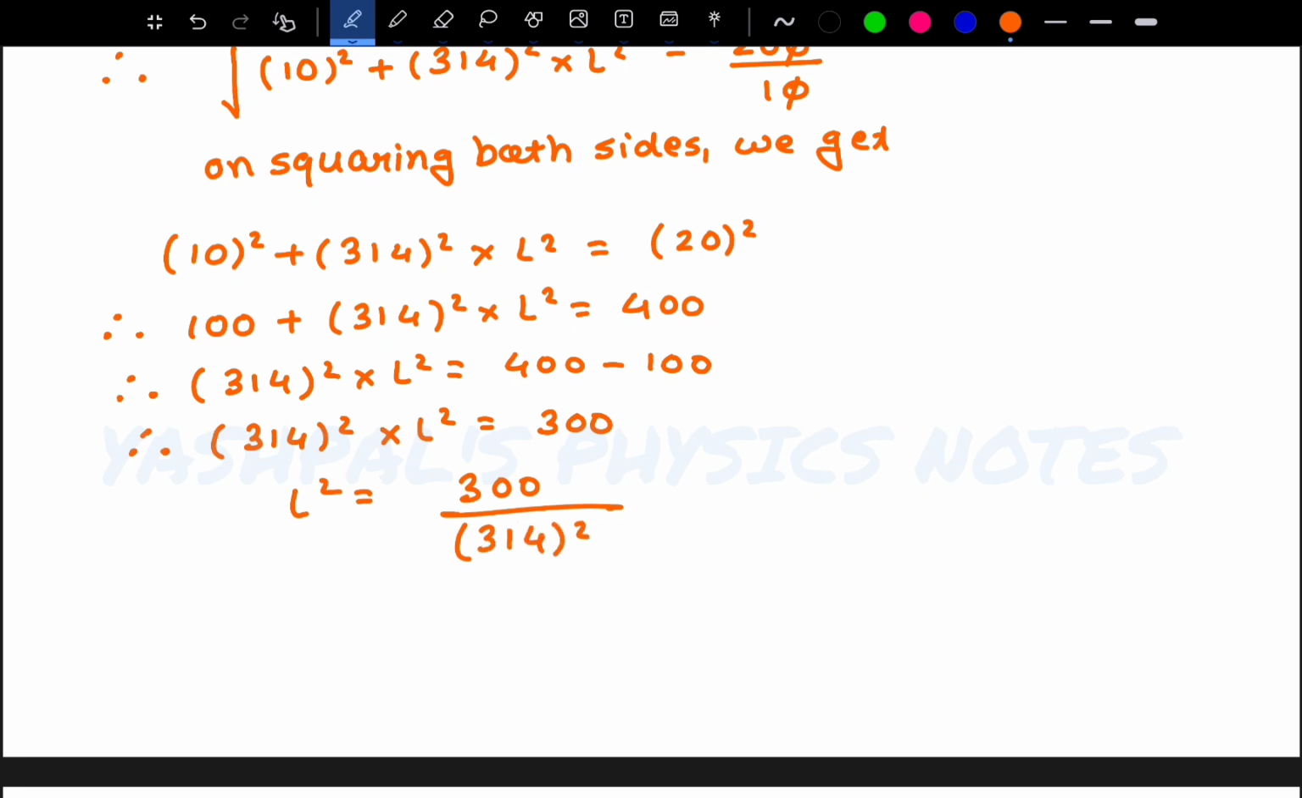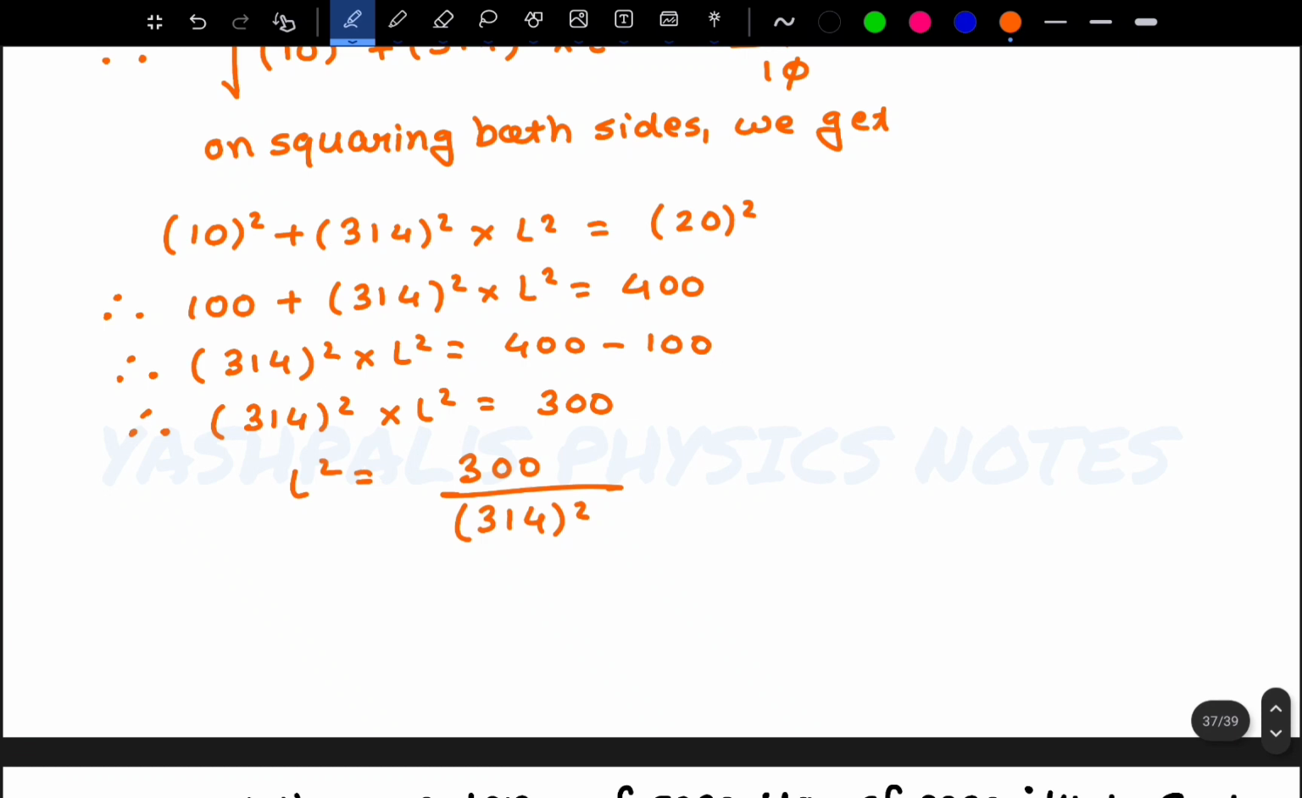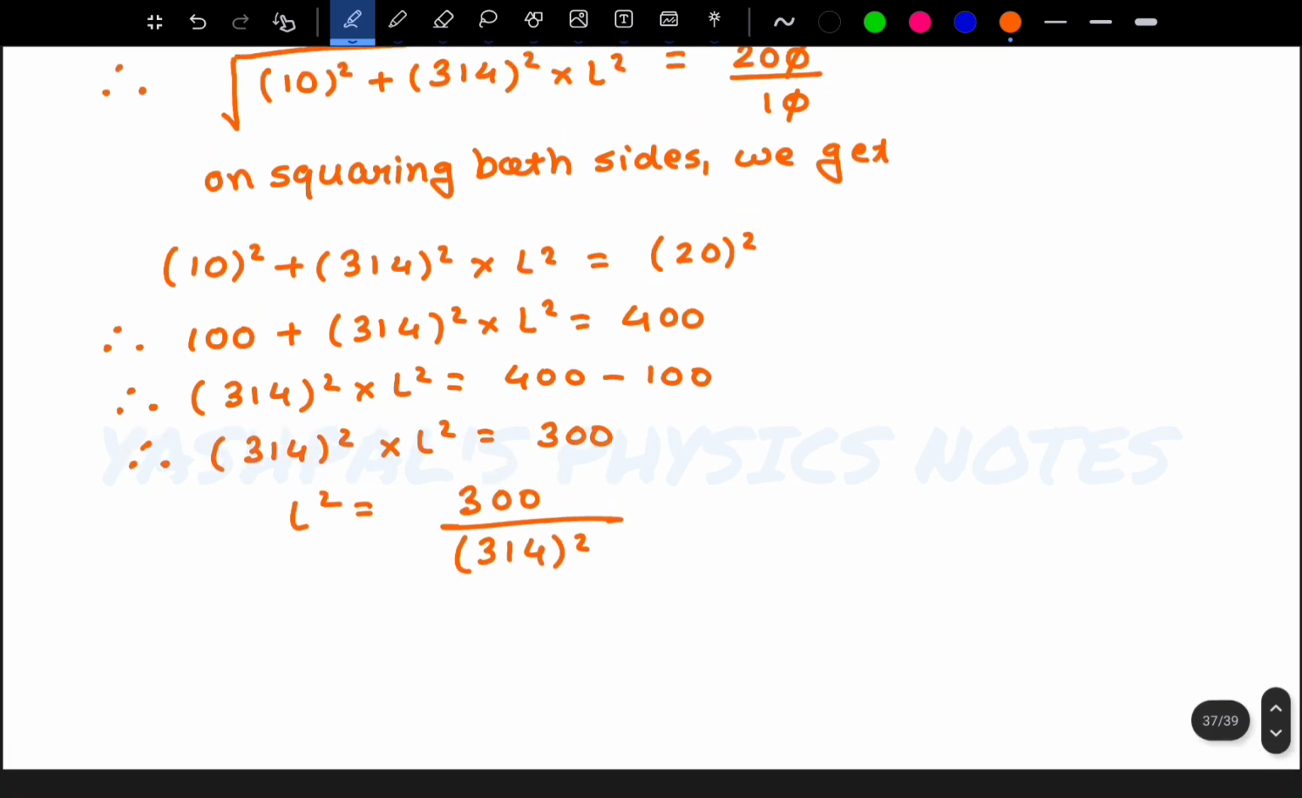Okay, here in the LHS it is in multiplication with this L. L is nothing but the inductance which we need to find out. We will find the inductance only when we transfer this 314 whole square to the denominator of the RHS, since it is in multiplication with L, that is inductance. So now what we have to find out? We just need to find the inductance, but there is an L square value. So now what are we going to do? We are going to take the square root on both sides.